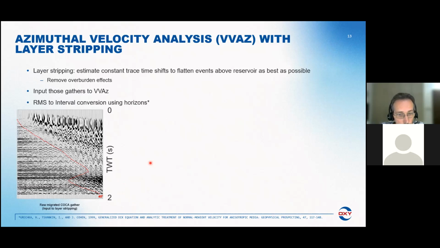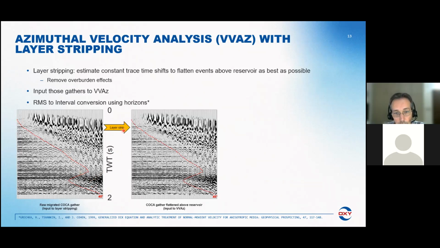So on the left, we have that COCA gather repeated again that I showed you before with the 45-degree mute line. Here we do that layer stripping. We flatten the events above the reservoir, more specifically not in the very shallow, because in the very shallow we have azimuthal anisotropy, but we don't have the offsets either to determine this time shift. So it's based on this zone indicated here. And you can see that those events are kind of flat now, but there is still a residual variation of travel time with azimuth.